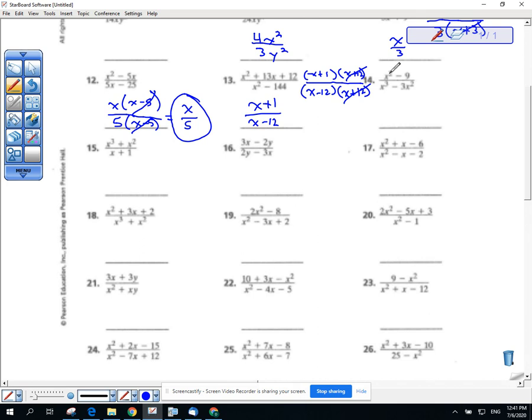14, the difference of squares is in the numerator this time. Here you have x plus 3, x minus 3. In the denominator, you have just GCF factoring. You can take out an x squared, which would leave you with x minus 3. The x minus 3's would simplify, and you have x plus 3 over x squared.